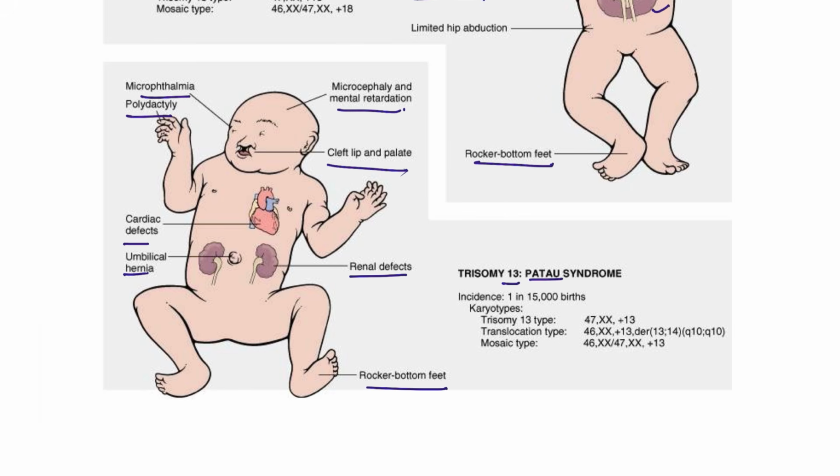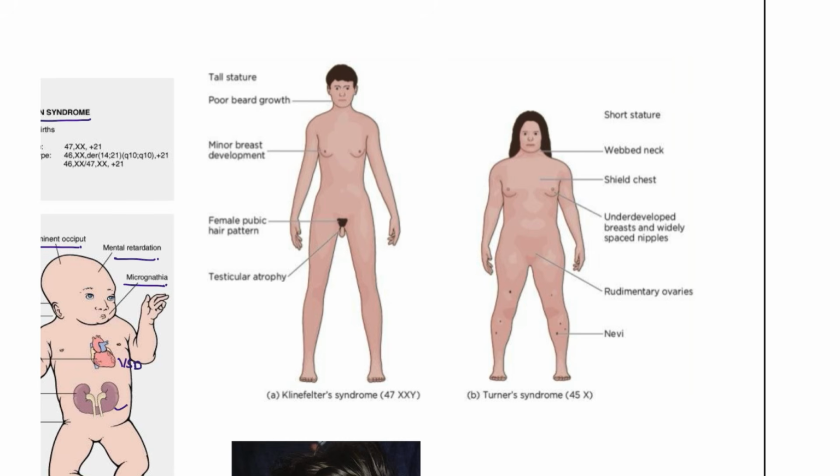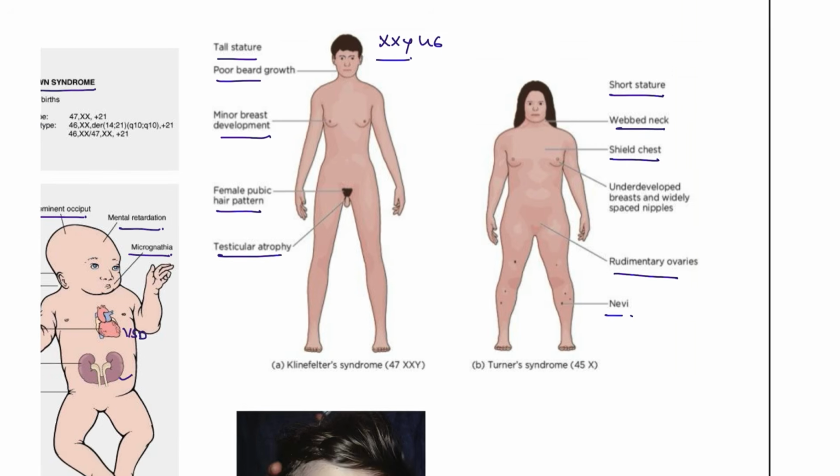Okay, that is in the Patau syndrome. Next, Klinefelter syndrome. This is due to XXY, an extra X, 46XXY, and these patients will have tall stature, poor beard growth, minor breast development, female pubic hair, and testicular atrophy. And Turner syndrome is seen with short stature, webbed neck, shield chest, rudimentary ovaries, and the nevus formation that is seen in the Turner syndrome patient.